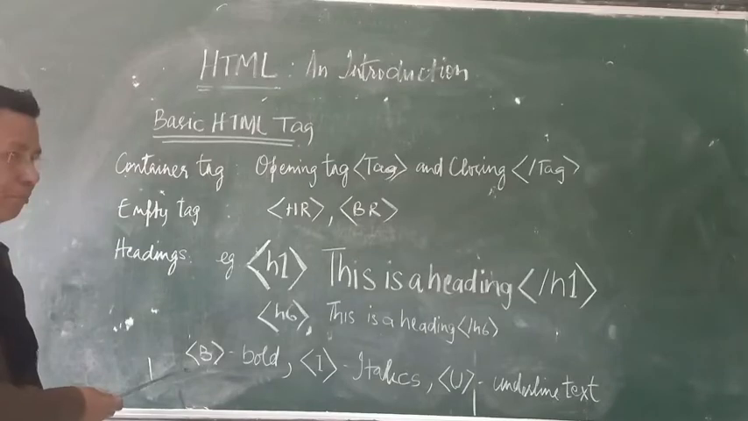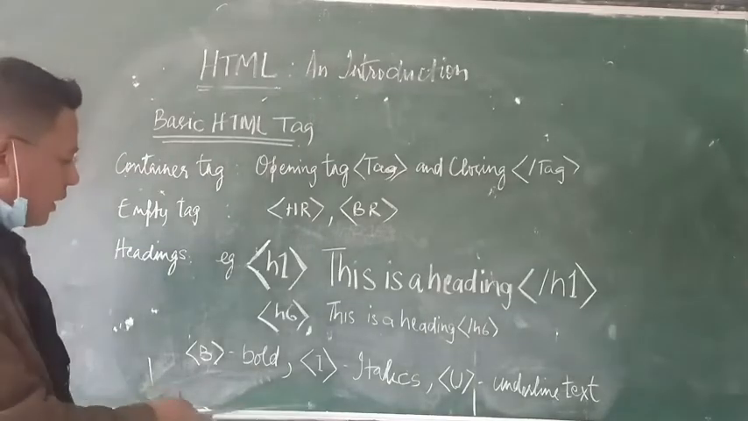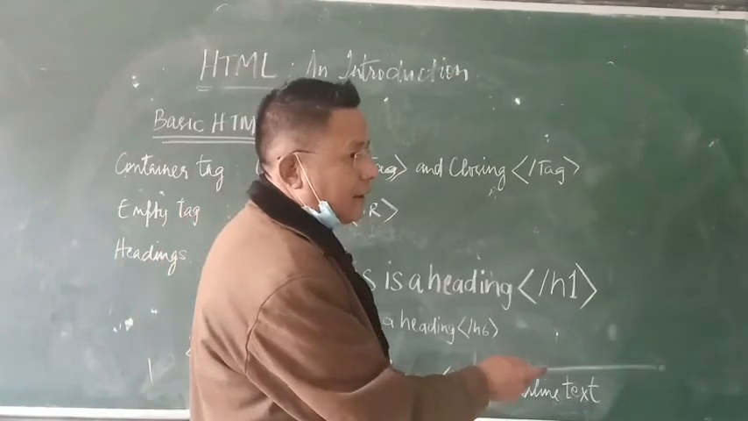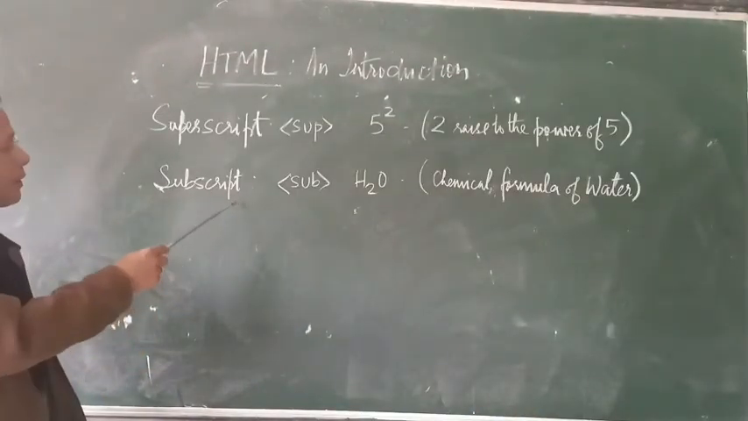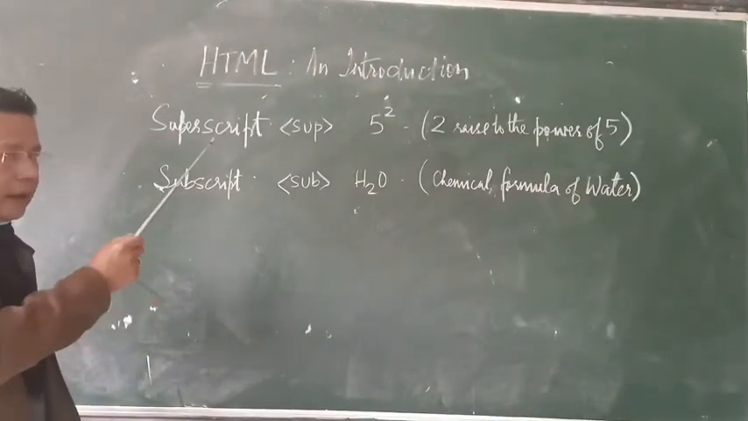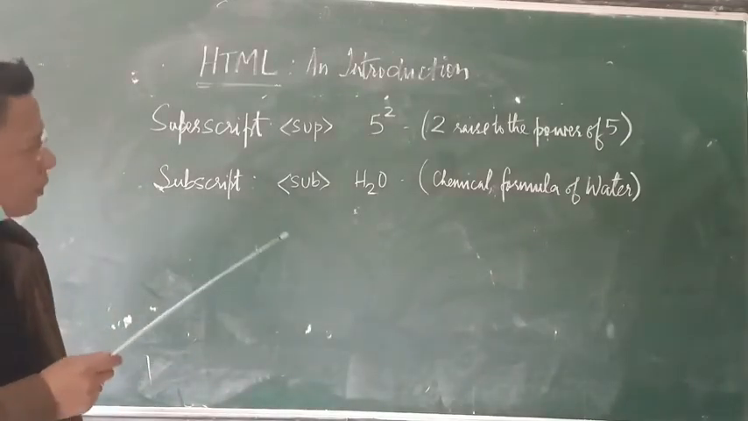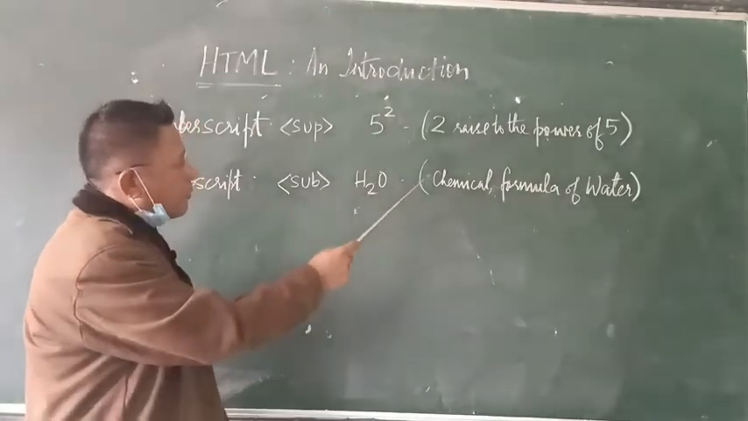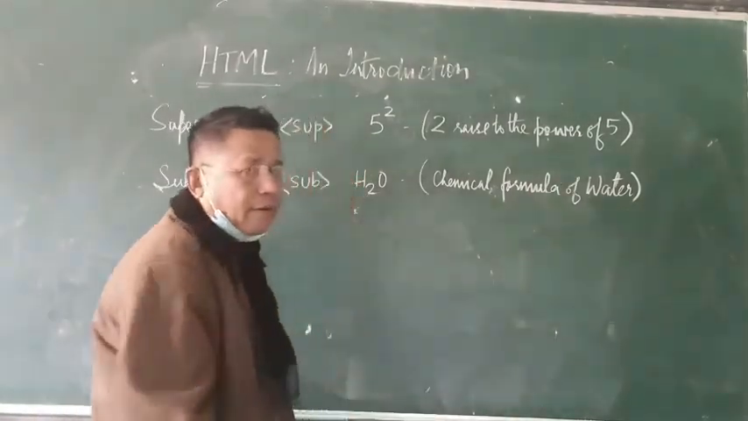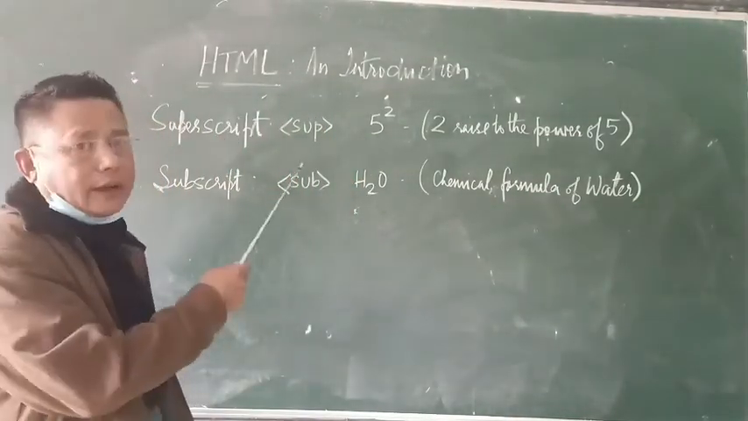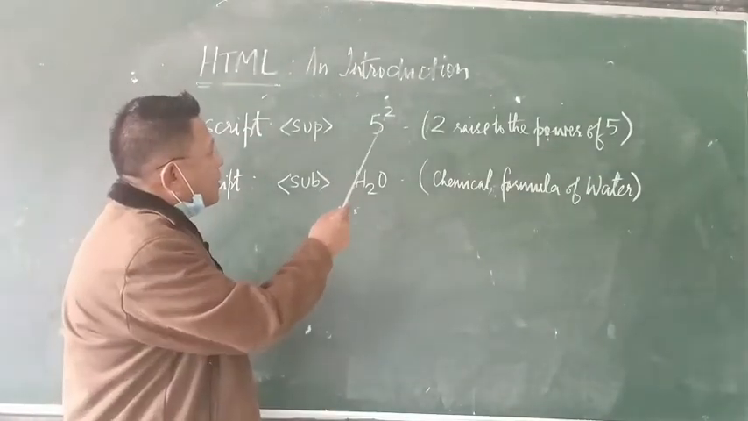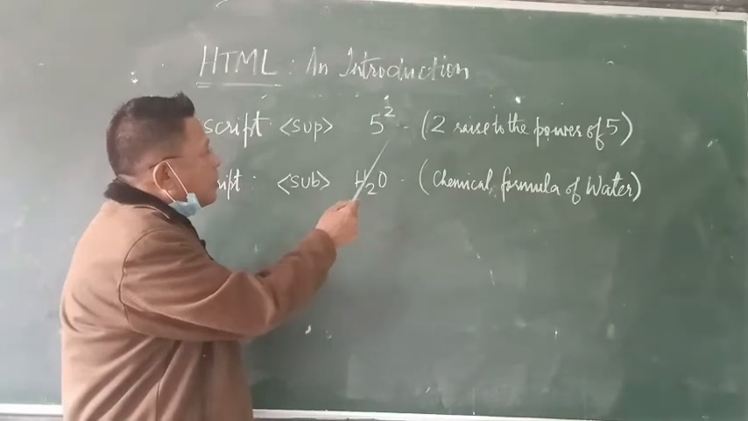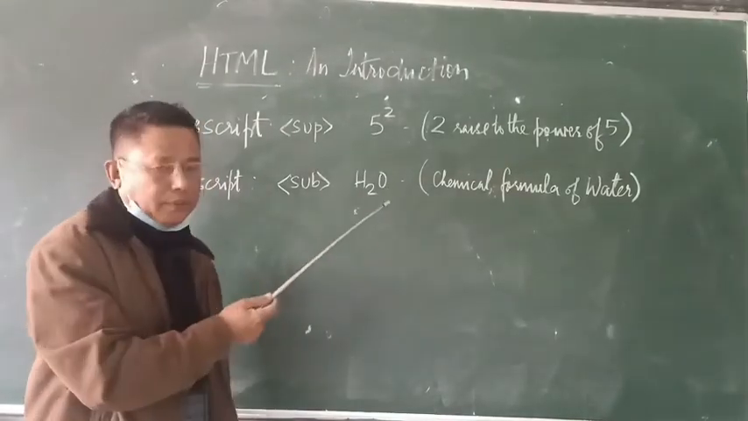Similarly, B tag is for bold, I for italics, and U for underline. Now we come to superscript and subscript. As we all know, superscript text is placed higher than the normal text. For example, 2 raised to the power of 5. Now if you look at it carefully, 2 has been raised above 5, which means this 2 has been superscripted.